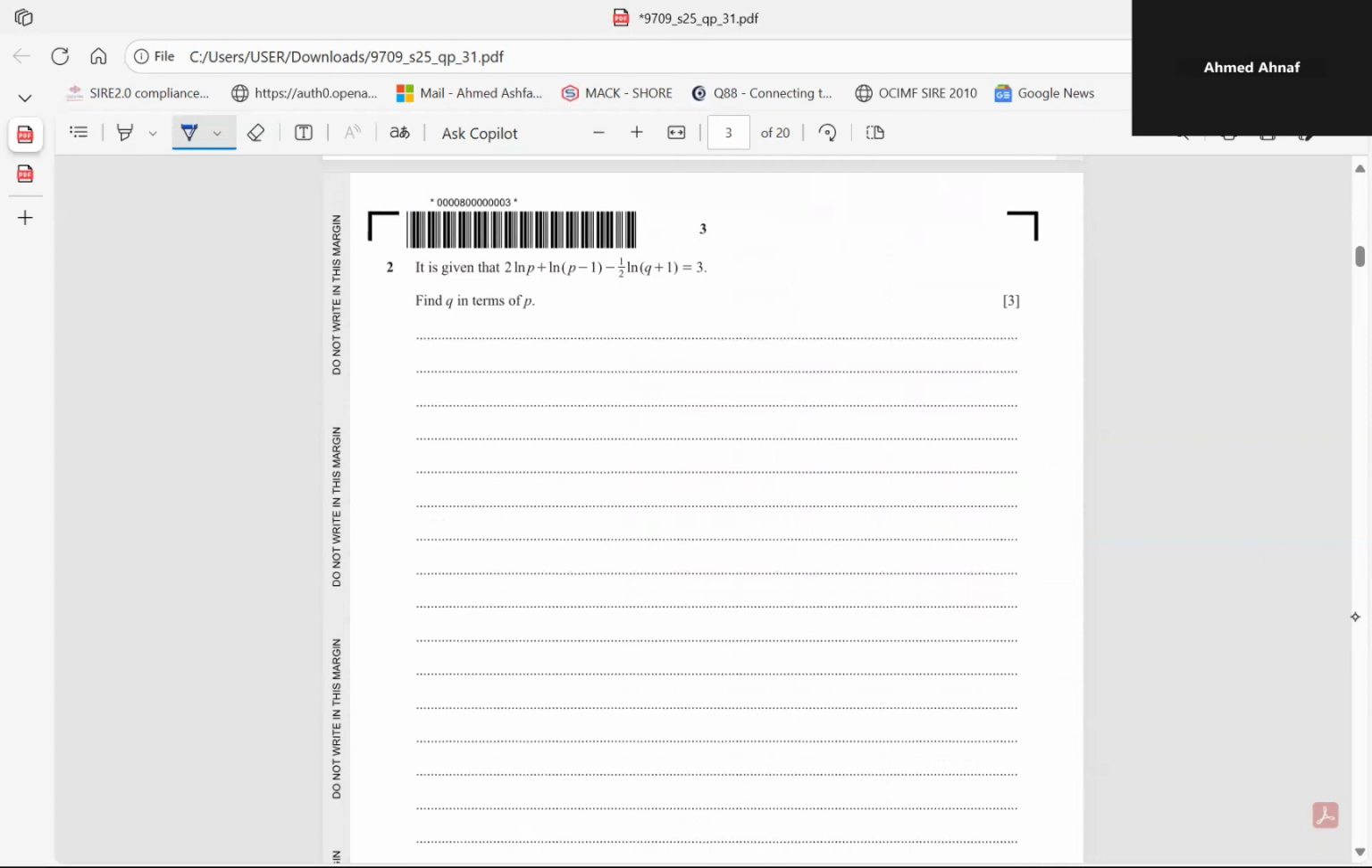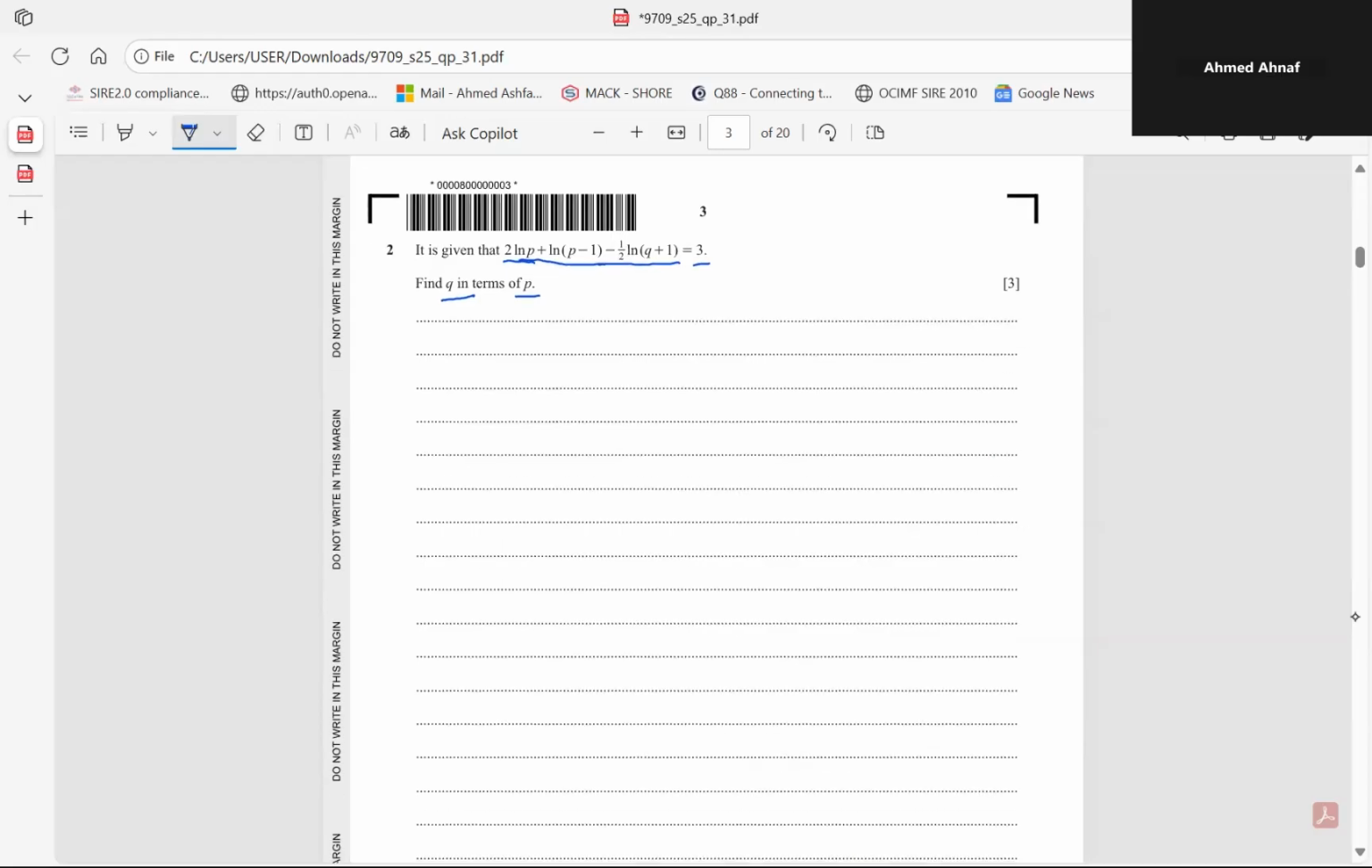Okay, so here we're told that 2 ln p plus ln bracket p minus 1 minus half ln bracket q plus 1 is equal to 3. And we're supposed to find q in terms of p. First of all, let's write down the equation that we're given.